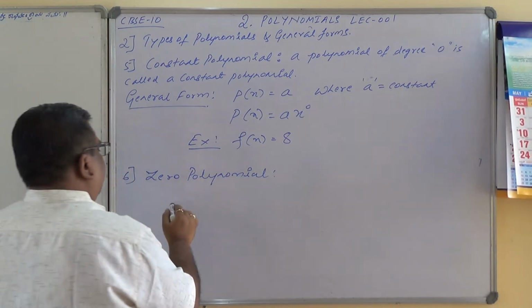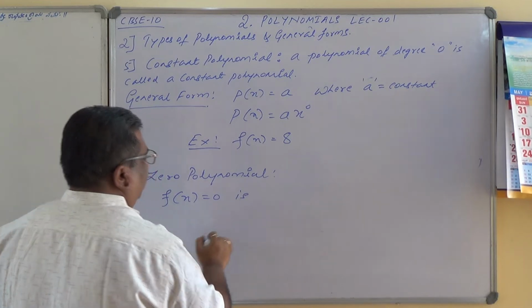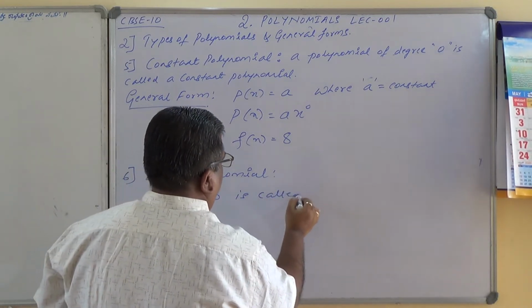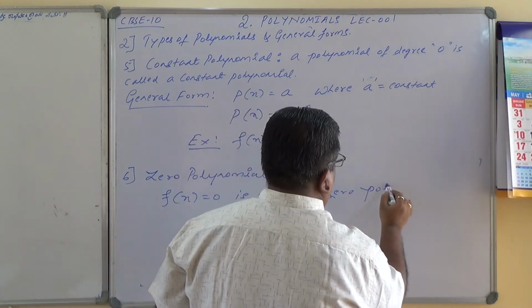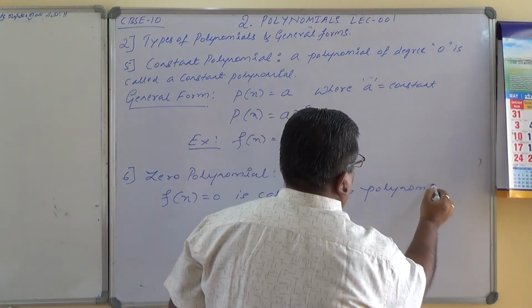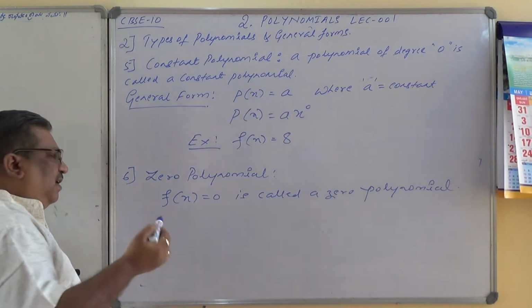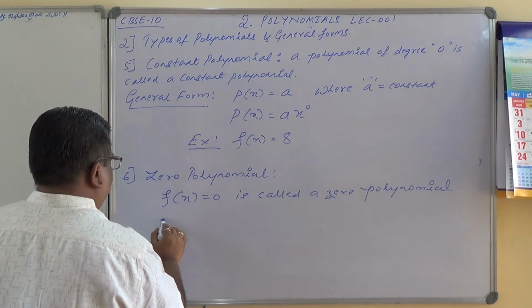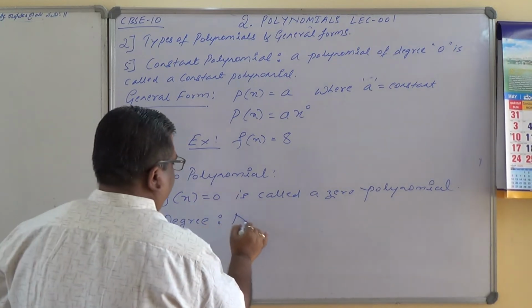Next one, sixth one, zero polynomial. Here f of x equals 0 is called a zero polynomial. What is the degree of this one? The degree is not defined. Degree of a zero polynomial not defined.